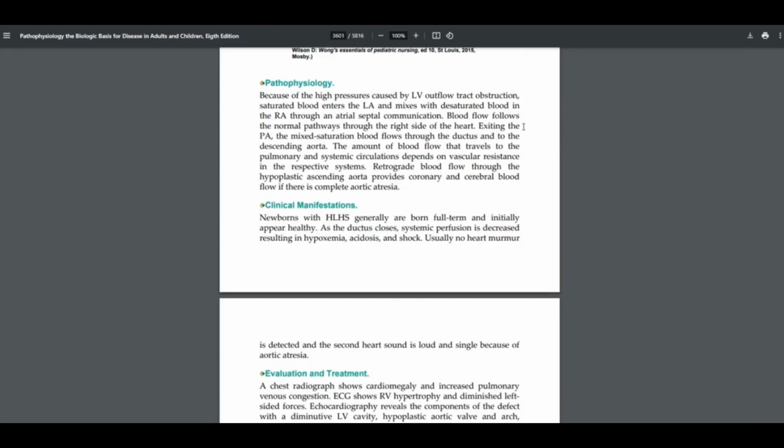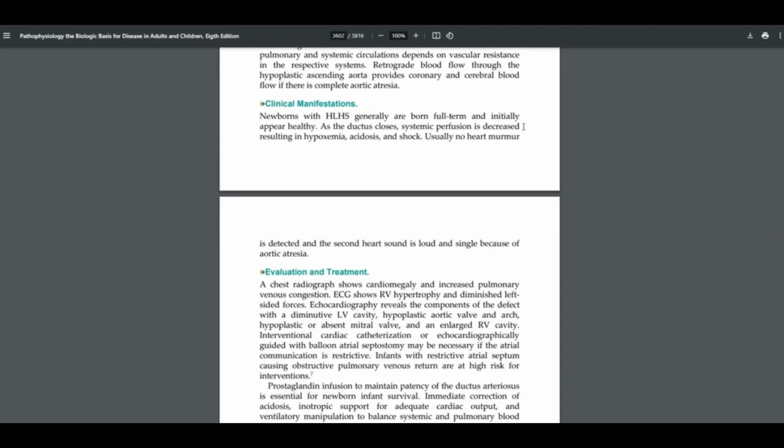The amount of blood flow that travels to the pulmonary and systemic circulation depends on vascular resistance in the respective systems. Retrograde blood flow through the hypoplastic ascending aorta provides coronary and cerebral blood flow if there is complete aortic atresia.